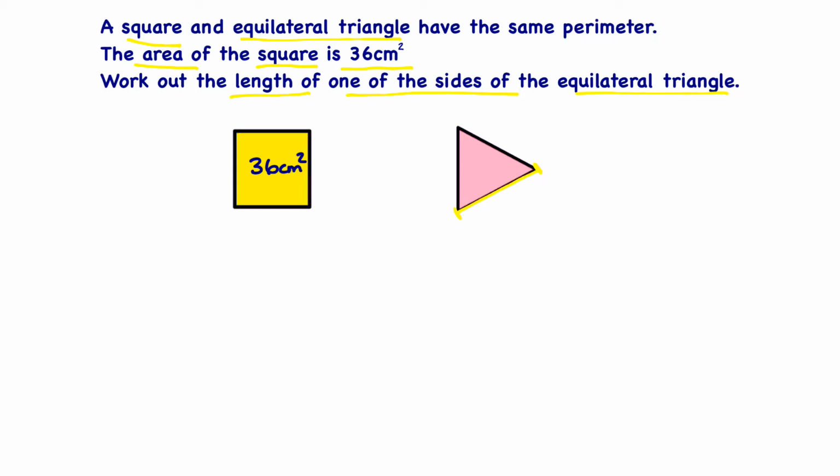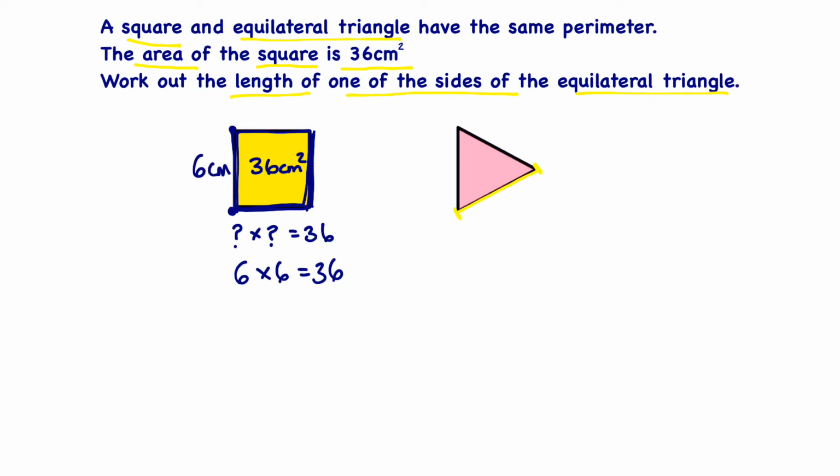If I know that the area of this square is 36, I've got to think of a number that when I times it by itself is 36, because when I work out the area of a square, it's this side times by this side, the length times the width. But because it's a square, both of those numbers need to be the same. So what times what is 36? Well, I know that's 6, because 6 times 6 is 36. So that tells me that one of the sides of this square is 6 centimetres.